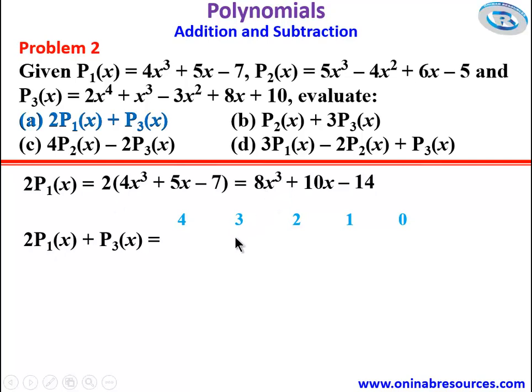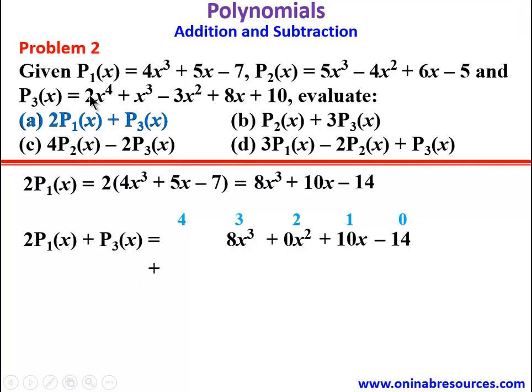So we are starting it from 3, so it goes under 3, which is 8x³ plus 10x. The term of x raised to the power 2 is missing. It is not just missing in action. The coefficient is 0, so we can represent it as plus 0x². Then 10x comes under 1, and negative 14 comes under 0. Then plus P3 of x.